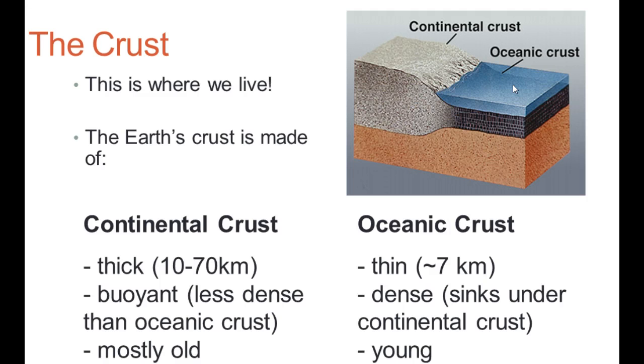Now lastly, the rocks of oceanic crust are very young compared with most of the rocks of continental crust. Write that down. In fact, they're not older than 200 million years, which makes them a lot younger than the continental crust.